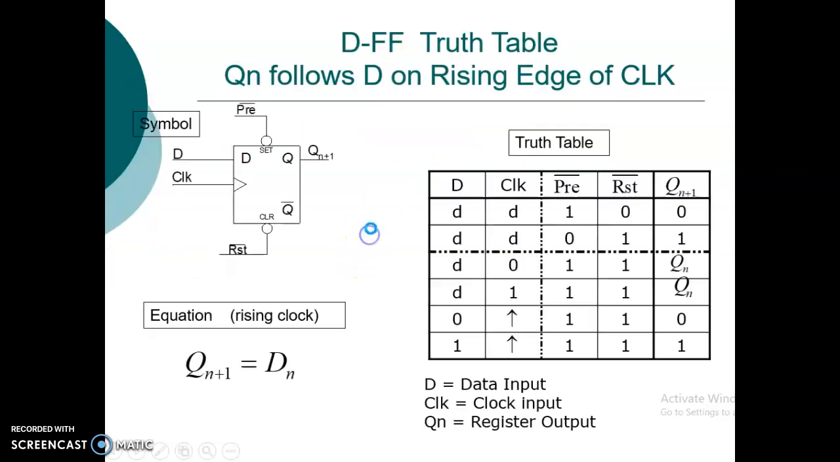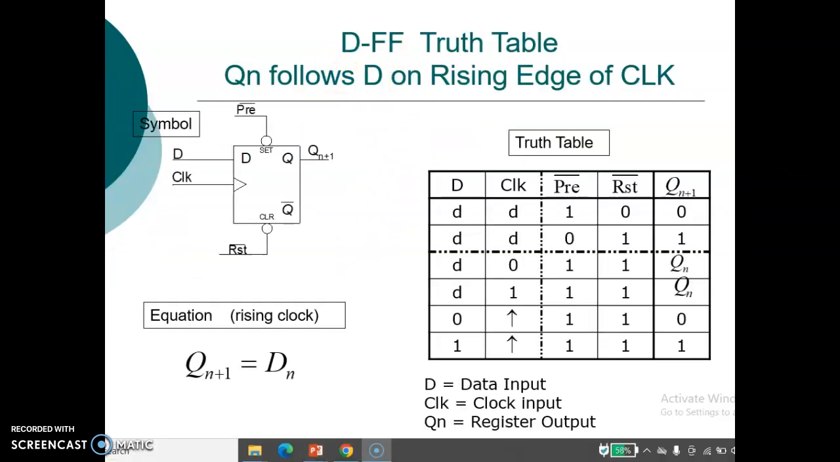Memory devices, flip-flops, D flip-flop, truth table. Q(n+1) follows D on rising edge of clock. Symbol: D input, clock positive edge, rising edge, set preset, output Q equal to Qn plus 1, Q bar. Here reset clear.